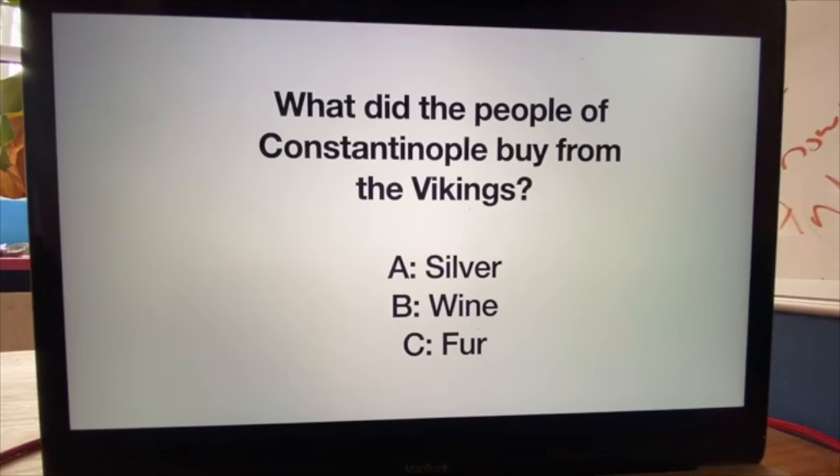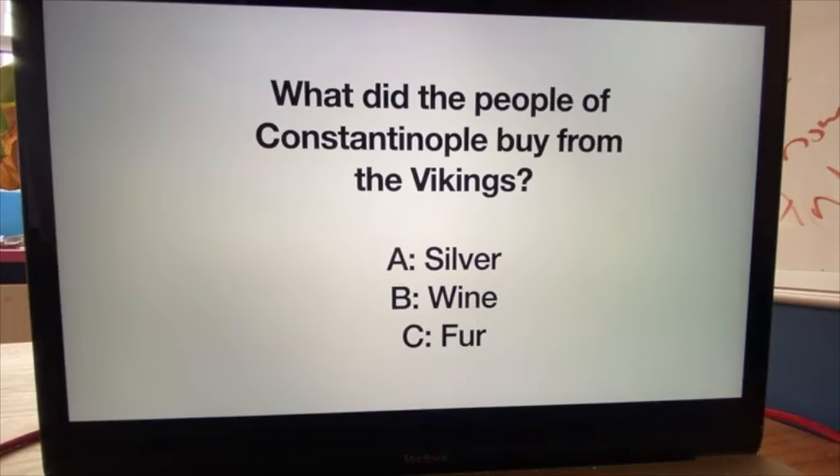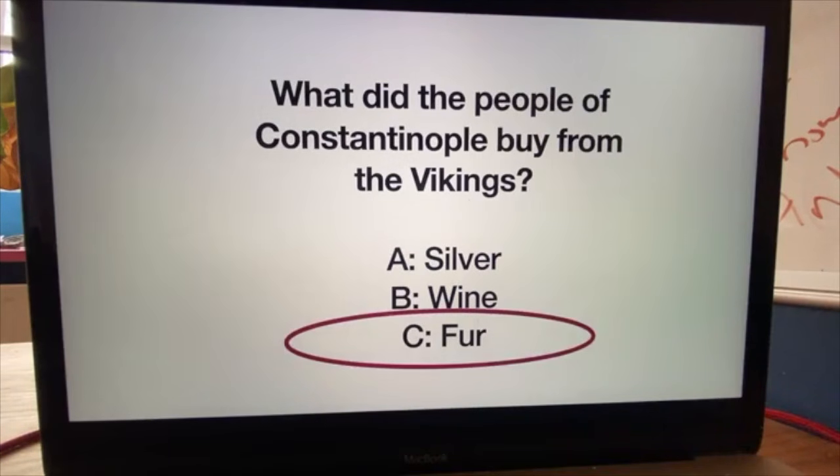It's a bit of a tricksy one, because if you'd gone to Miklagard in the time of the Vikings, to that gorgeous, massive city, you would have seen silver and wine and fur getting traded. So the people of Constantinople had plenty of silver and wine. They wanted fur from the Vikings, or wood as well.